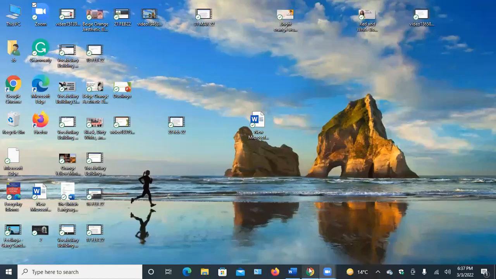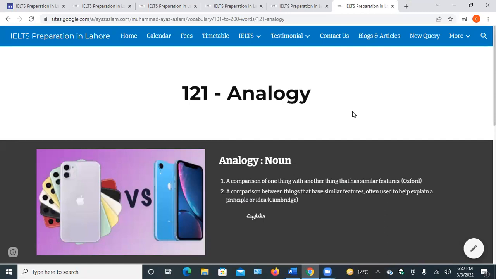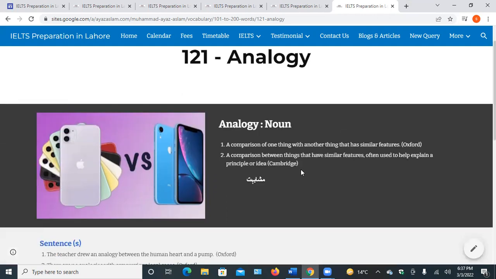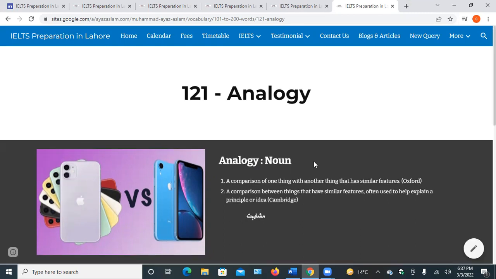The first word we are going to discuss is analogy. It is a noun. When we compare one thing with another thing which has the same features. The second meaning is a comparison between things that have similar features, often used to help explain a principle or idea. When we compare two main things which have similar features, then we use this term analogy.